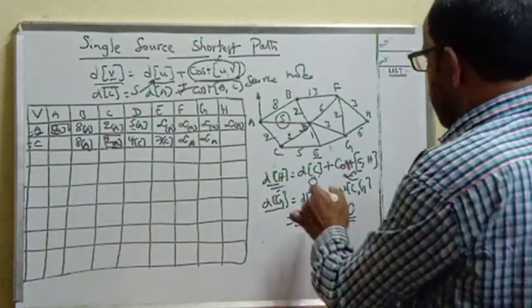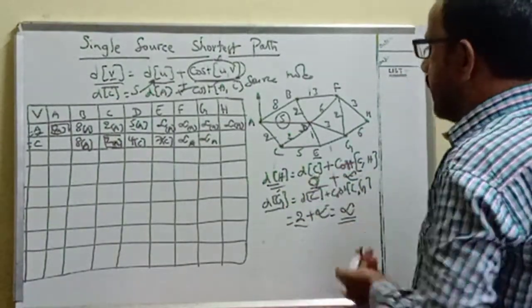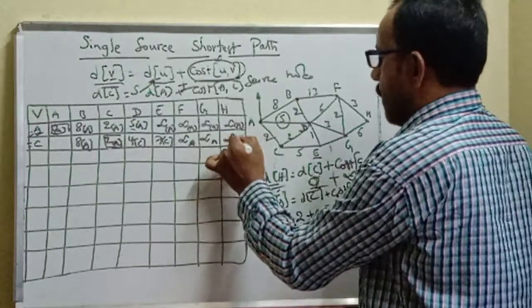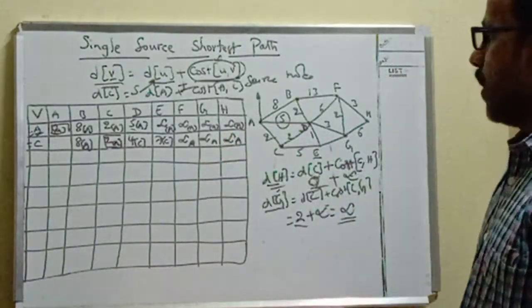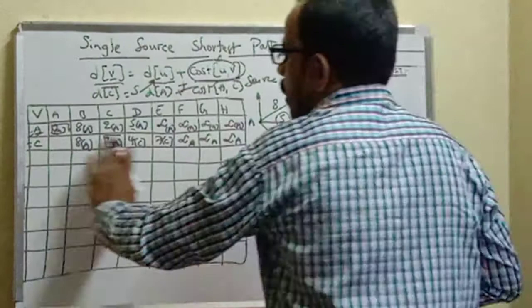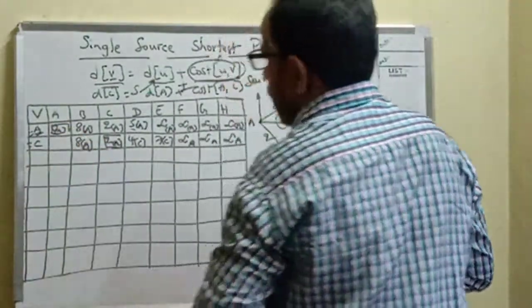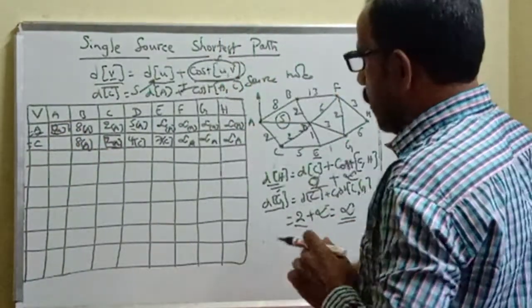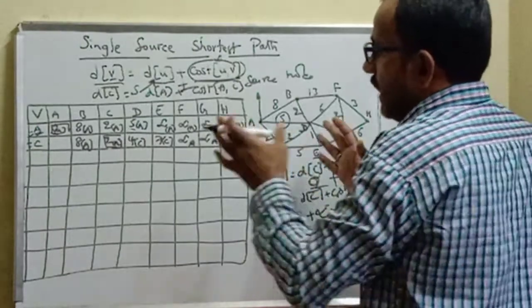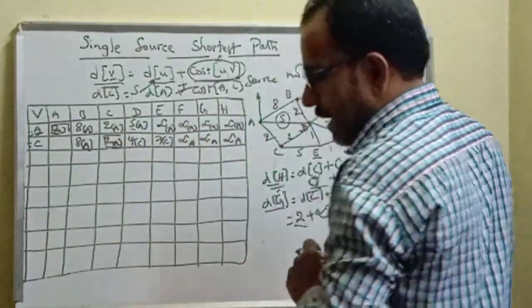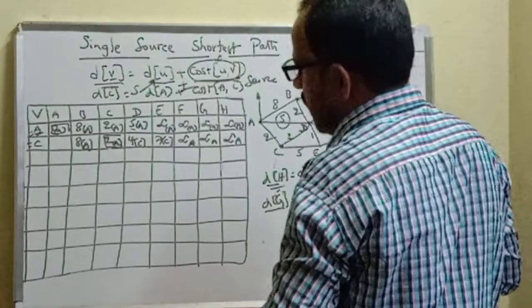D of C is 2. 2 plus infinite is infinite. Earlier value is also infinite. So there is no change happened. Okay. Now, once the entire row is filled, select the minimum among all the nodes. Select min among all the nodes. So which is minimum now?